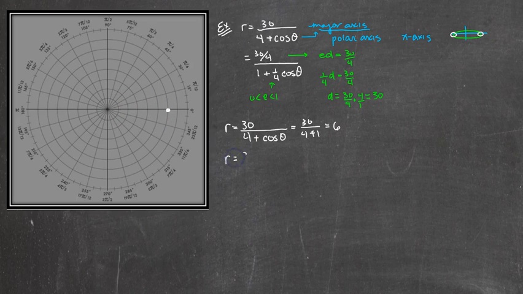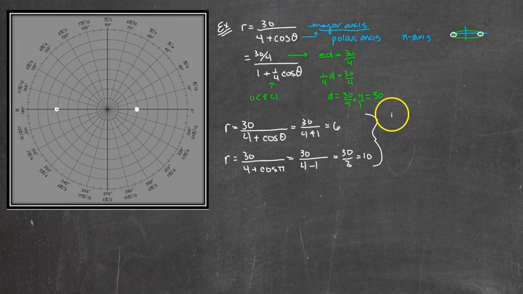And then r equals 30 over 4 plus the cosine of pi. 30 over 4 minus 1. So that's 30 divided by 3, which is 10. So r at pi is at 1, 2, 3, 4, 5, 6, 7, 8. Darn, I'm not going to have room. So let's see, 2, 4, 6, 8, 10. And let me move this one. 2, 4, 6. Okay, next thing I want to find, using these points, I want to find the center.